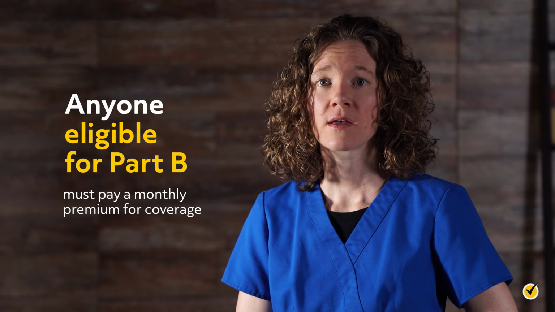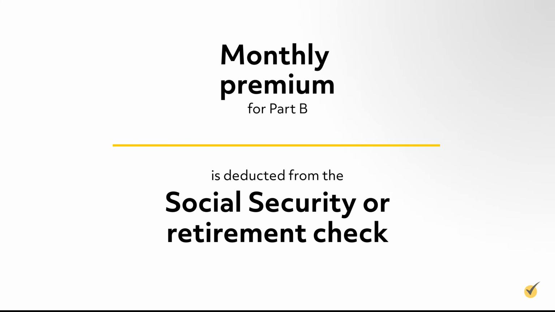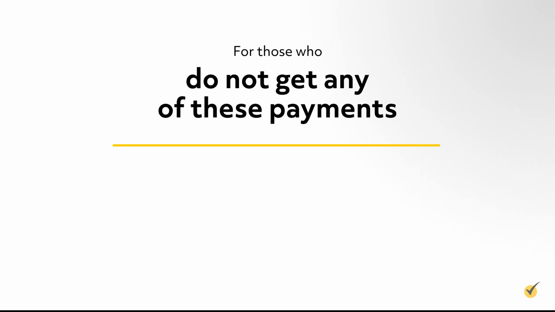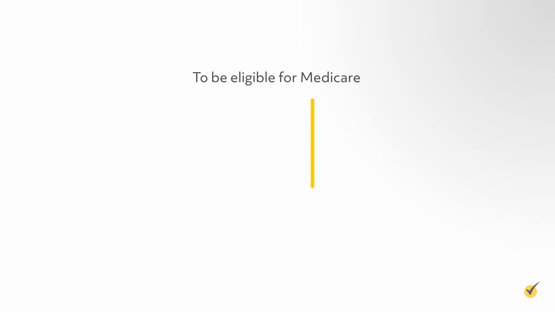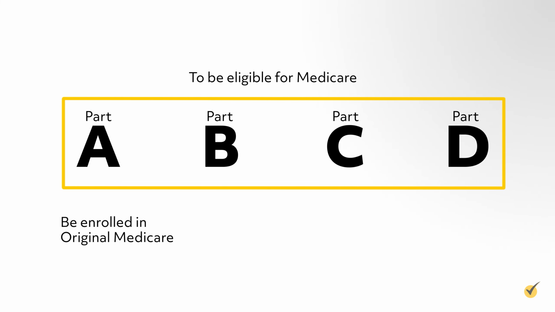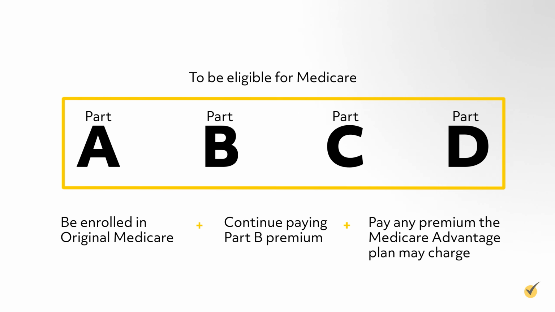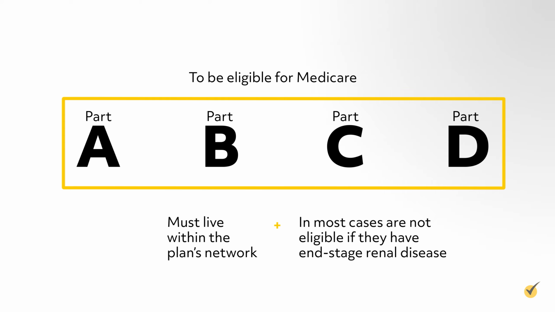Anyone eligible for Part B must pay a monthly premium for coverage. The monthly premium for Part B is deducted from the Social Security or retirement check, and for those who do not get any of these payments, Medicare sends a bill for the premium. To be eligible for Medicare Part C and/or Part D, a person must already be enrolled in Original Medicare and must continue paying the Part B premium, along with any premiums the Medicare Advantage plan may charge. They must live within the plan's network, and in most cases are not eligible if they have end-stage renal disease.